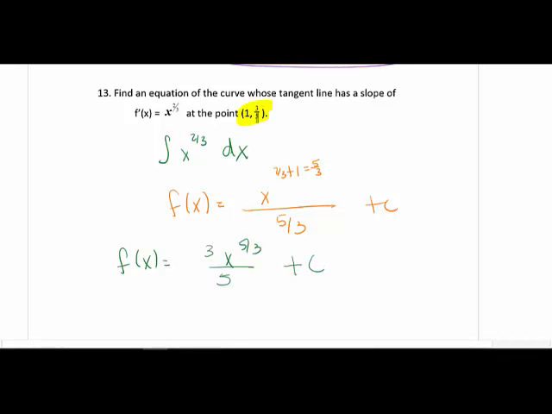Now I'm going to use this point they give me. I'm going to plug that in to my equation.